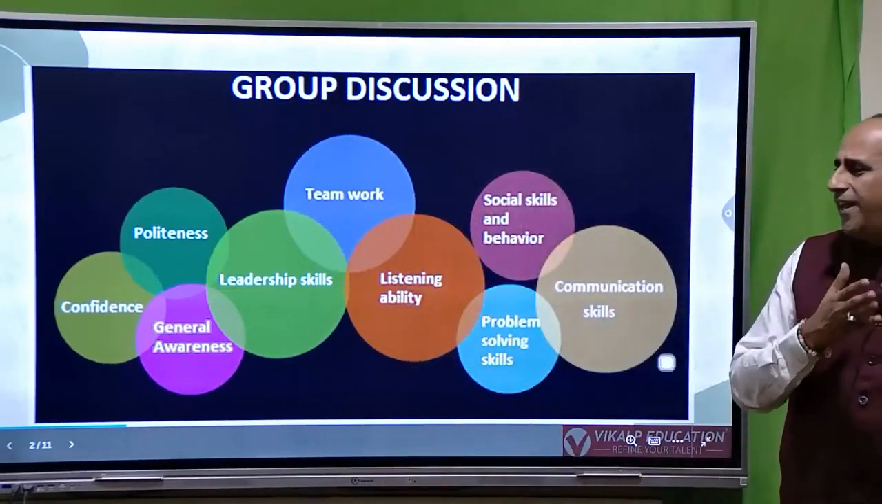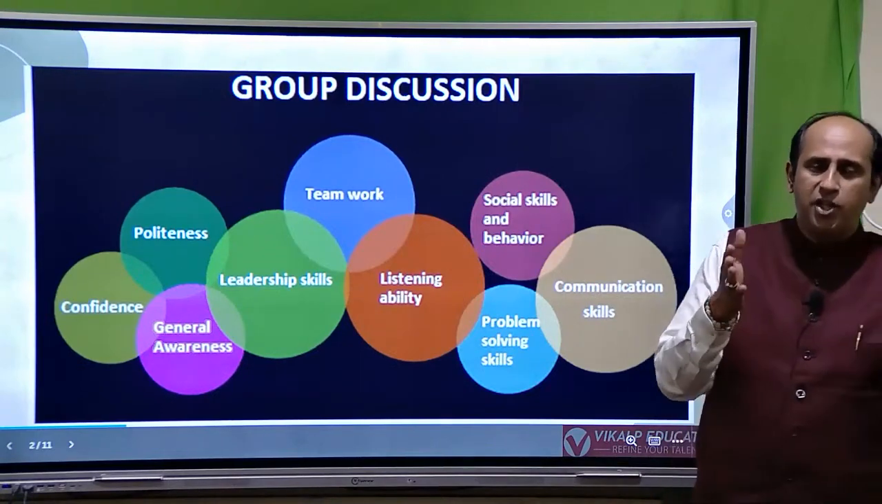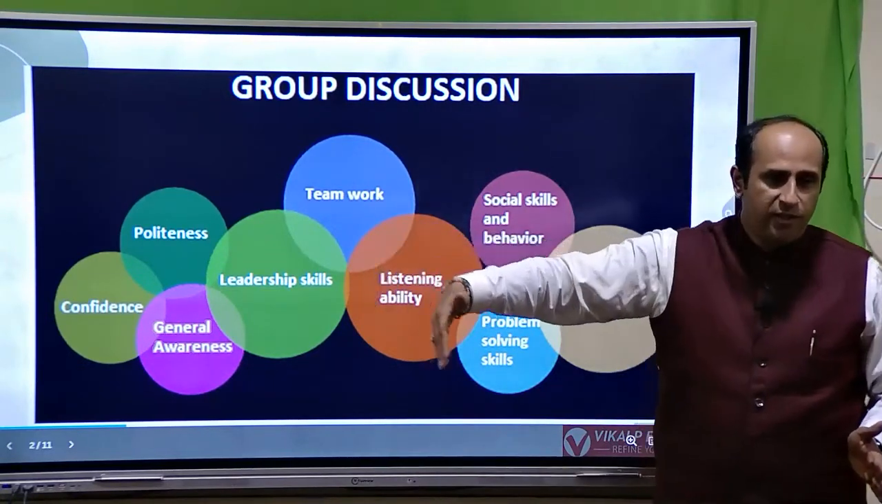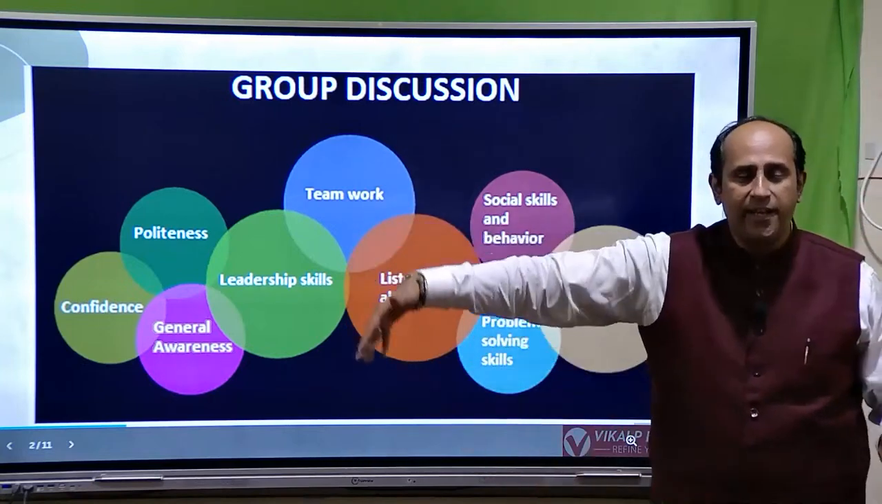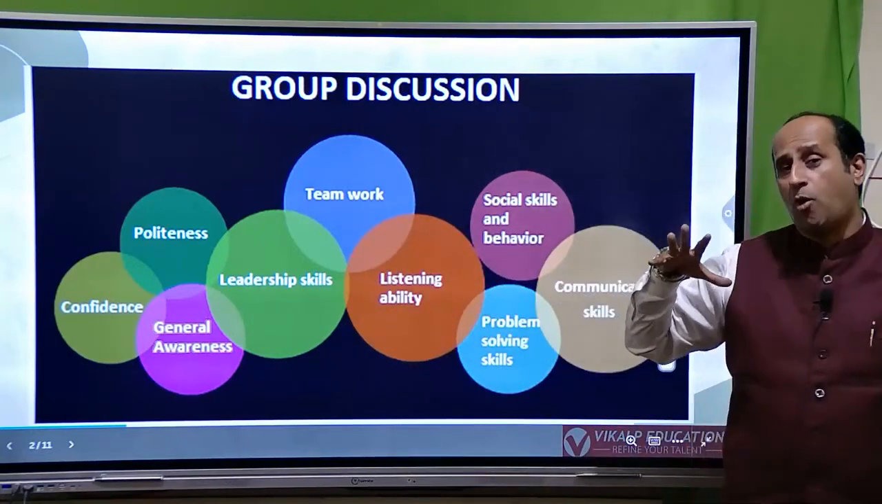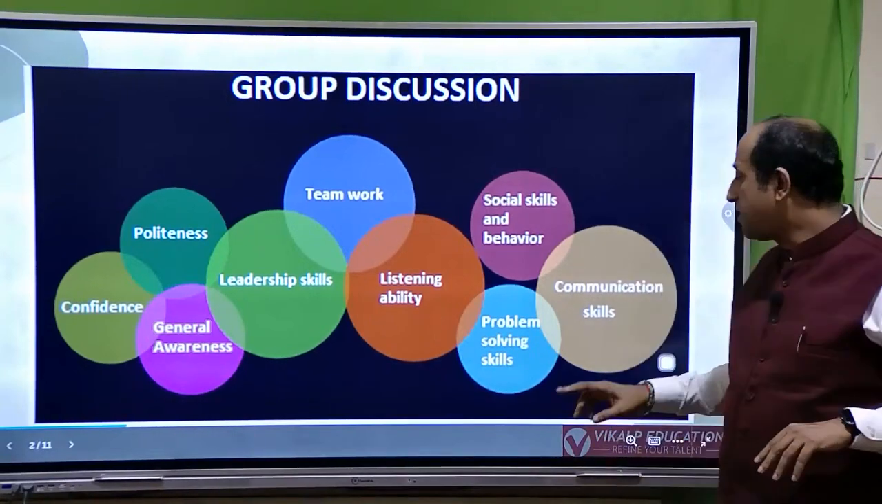Typically a GD will be in a semicircular fashion. There will be 8 to 10 members sitting in a semicircular fashion so that they are able to see each other properly. That is how GD as a process is.